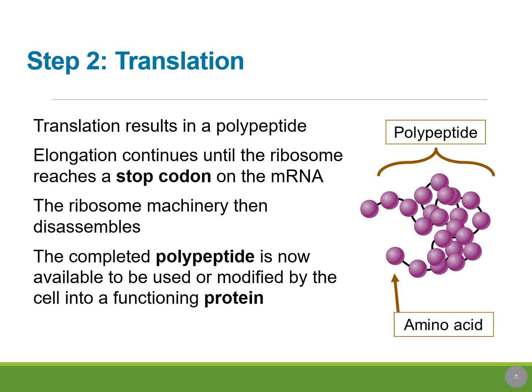So remember that the gene is ultimately what's being translated here. So maybe this polypeptide protein is representing the production of a hormone, causing your nails to grow, causing your skin to turn over. That completed polypeptide is now available to be used by the cell for its functioning.